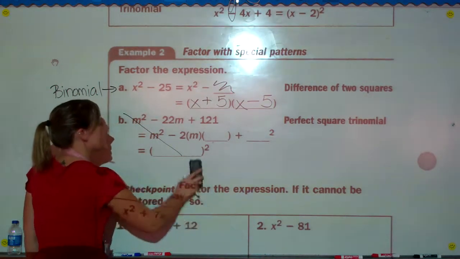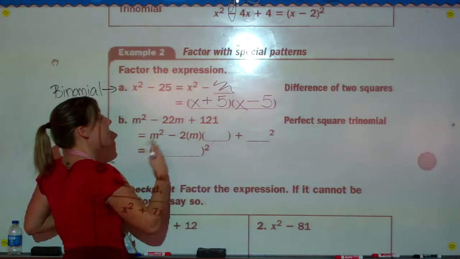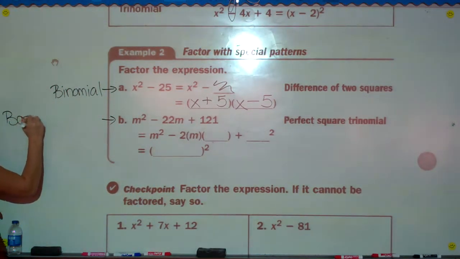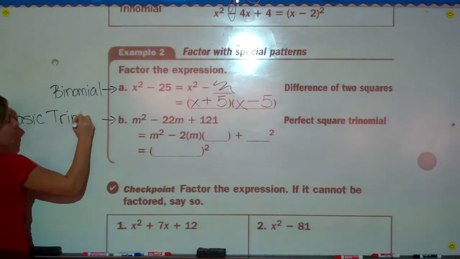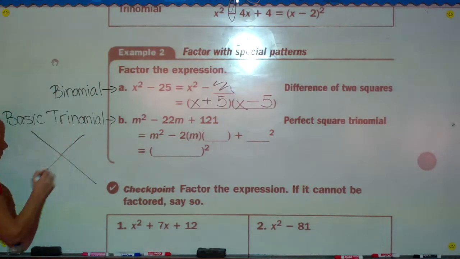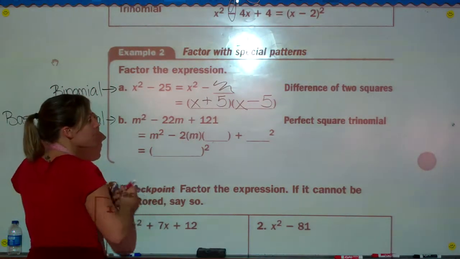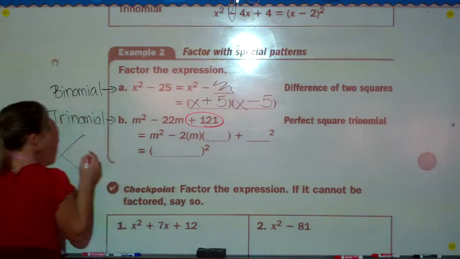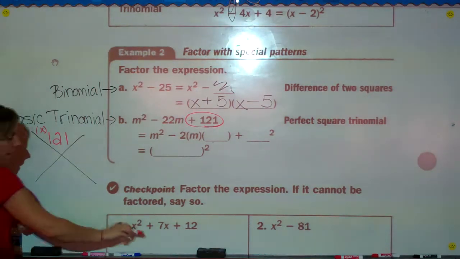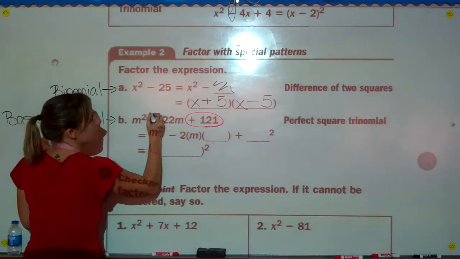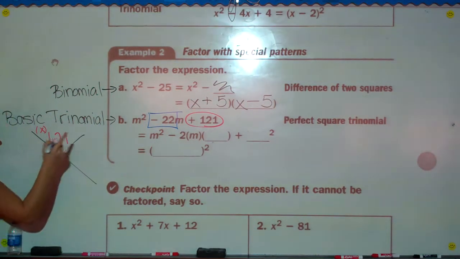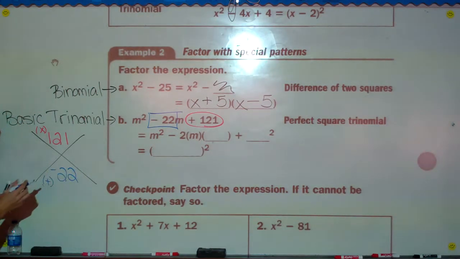Actually, instead of worrying about the pattern, we can just treat this like a basic trinomial. So I'm going to do my x. Remember, we multiply to the last number, so we're going to multiply to 121. And then we add to the middle number. I only need the number for now. So what number adds to negative 22?